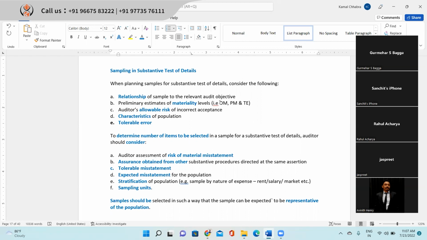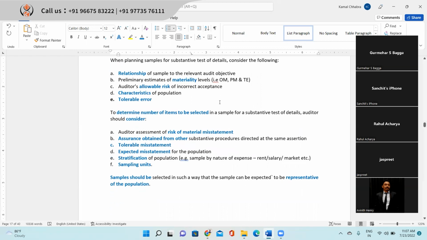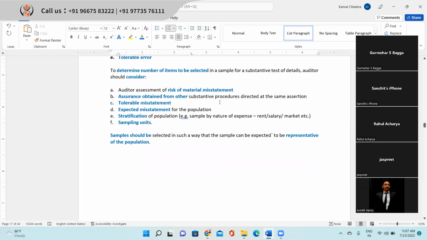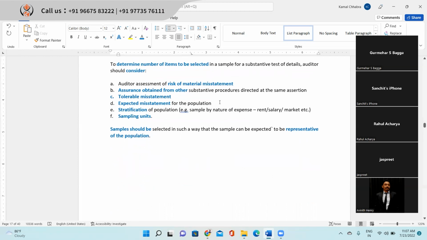So these things you need to define for selecting the sample, and to determine the number of items to be selected in a sample for substantive test of detail, auditor should consider the following. First is auditor assessment of the risk of material misstatement. Whether you assess the risk of material misstatement as low, moderate, high, or fraud risk, right? Accordingly, your number of samples varies based on the risk of material misstatement.